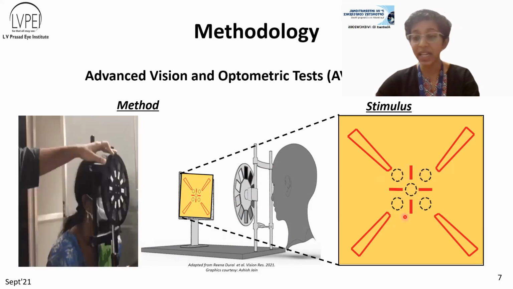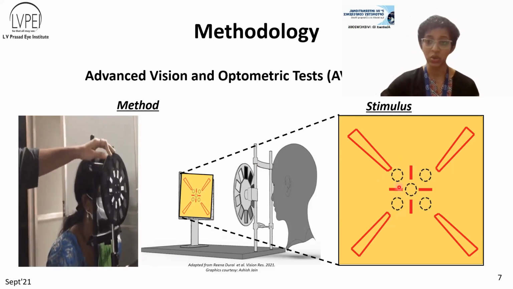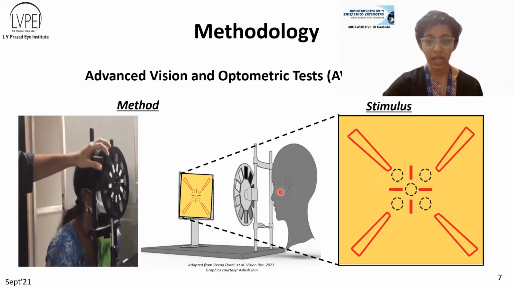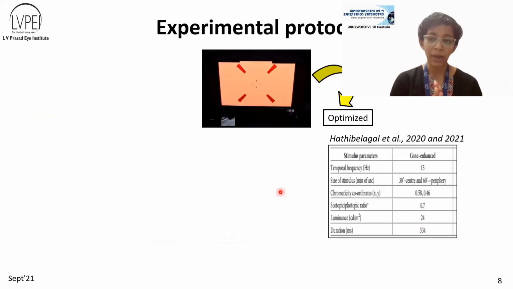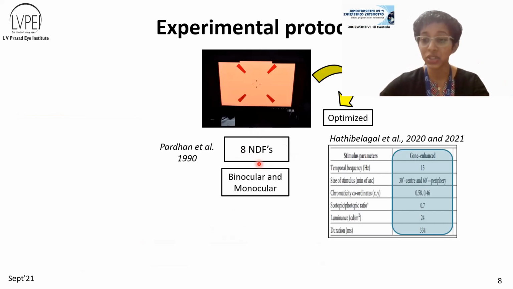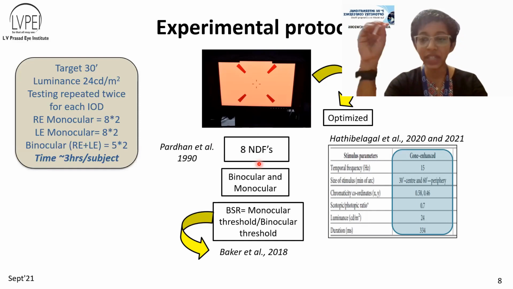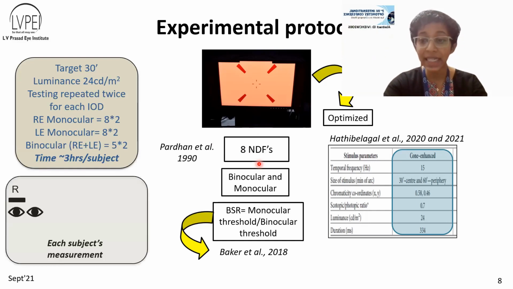It was an adaptive staircase procedure where the average of 6 reversals was taken as the threshold value for each subject. So the protocol and the stimulus parameters that were used were all well under control. We used 8 neutral density filters that created an interocular difference of 10% to 80%. We measured their binocular and monocular thresholds and then estimated their BSR values. Now, each of these 8 normal subjects had 3 sessions.